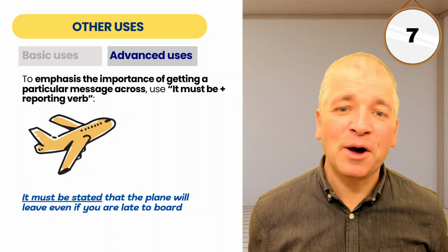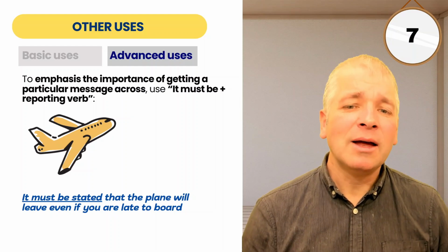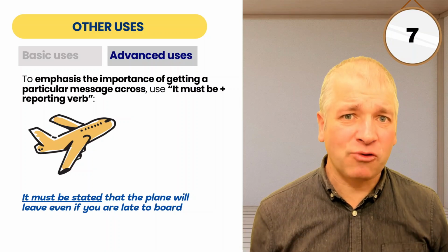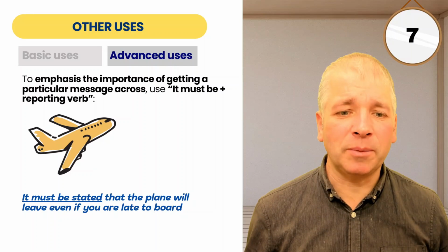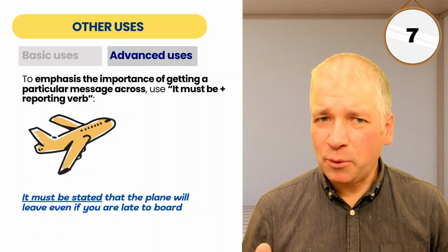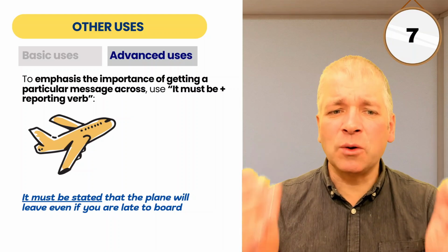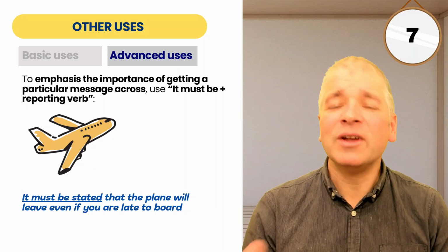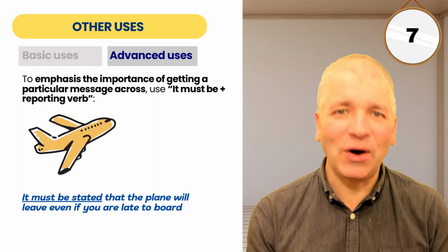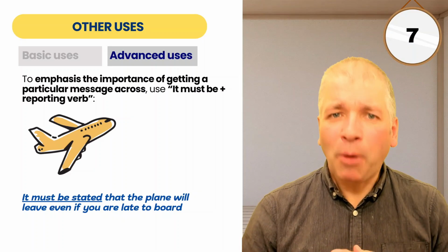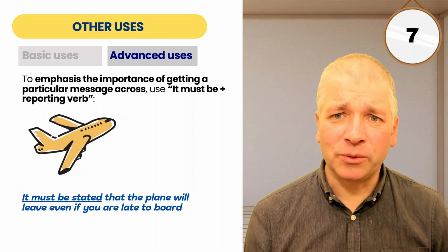Also to emphasize the importance of getting a particular message across. Now here we can use the following structure. It must be followed by a reporting verb. For example here, have you ever been to an airport and they give you instructions about what will happen if you're not on the plane in time? They'll probably tell you the plane will leave even if you are late to board.